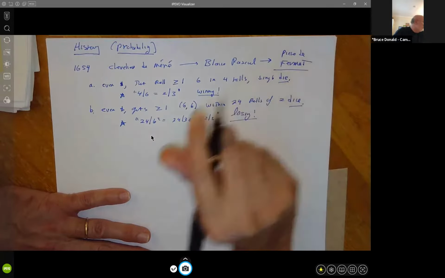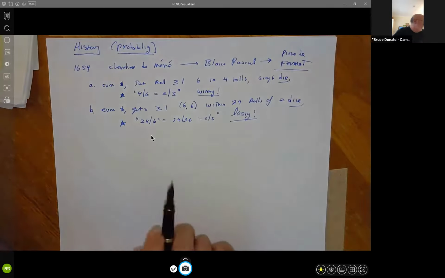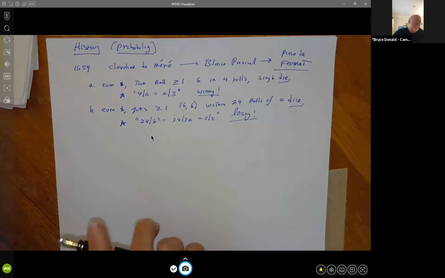And I wouldn't say that Pascal couldn't have figured it out, but he certainly brought Fermat into the loop. And between the two of them, Pascal and Fermat figured out what was going on. Does anyone see what the problem is here with Chevalier de Méré's reasoning? What's going on with this? Any ideas?